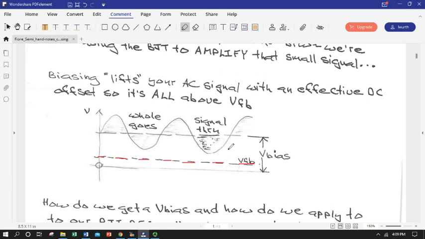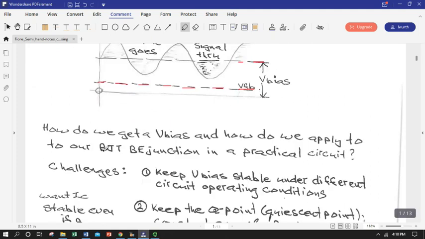So we can't rely on our signal itself to open the transistor. We're going to have to apply some DC bias voltage to open the transistor. Then we can put our signal through, periodically oscillating around our bias voltage, and we can amplify the whole signal because it's all above the forward bias voltage. So we can think of biasing as lifting our AC signal with an effective DC offset, so it's all above our V forward bias.